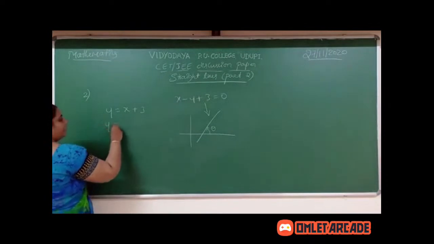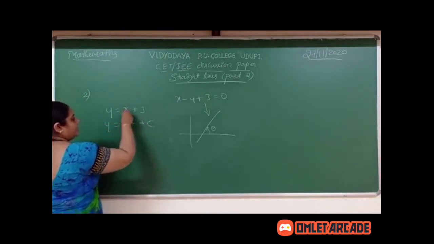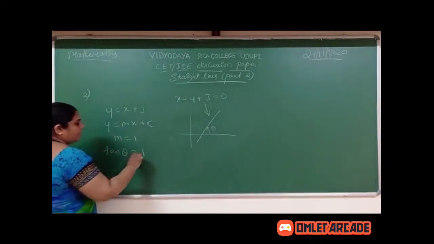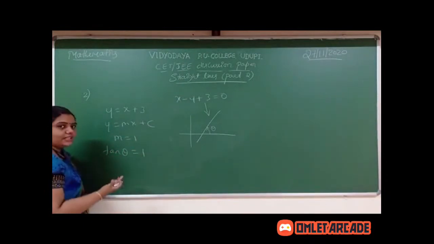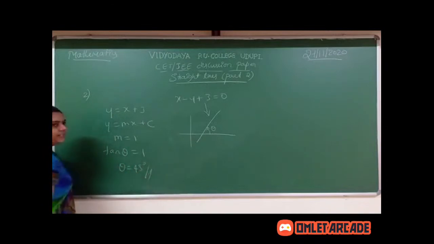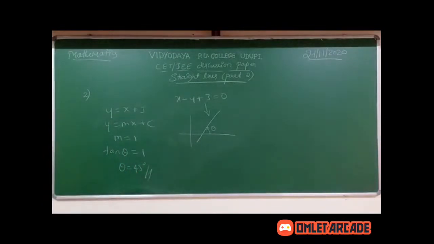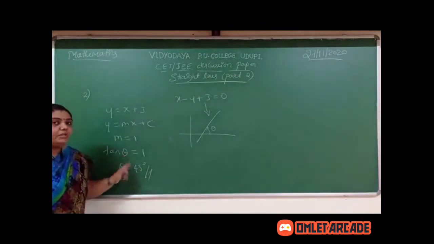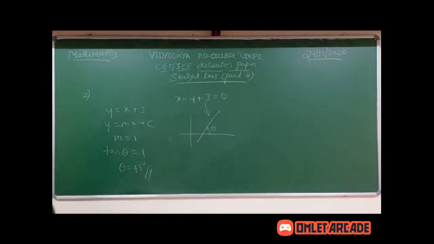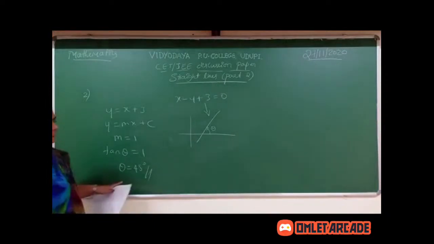Is it in the form of y is equal to mx plus c? So where m is 1, that is tan theta is 1. For what angle will you get tan as 1? Theta is 45 degrees, isn't it? The only possible angle, especially when theta is between 0 and 180 degrees, only one possible angle, that is 45 degrees. So is it the first option, students? So for the second question, the first option is the right answer.